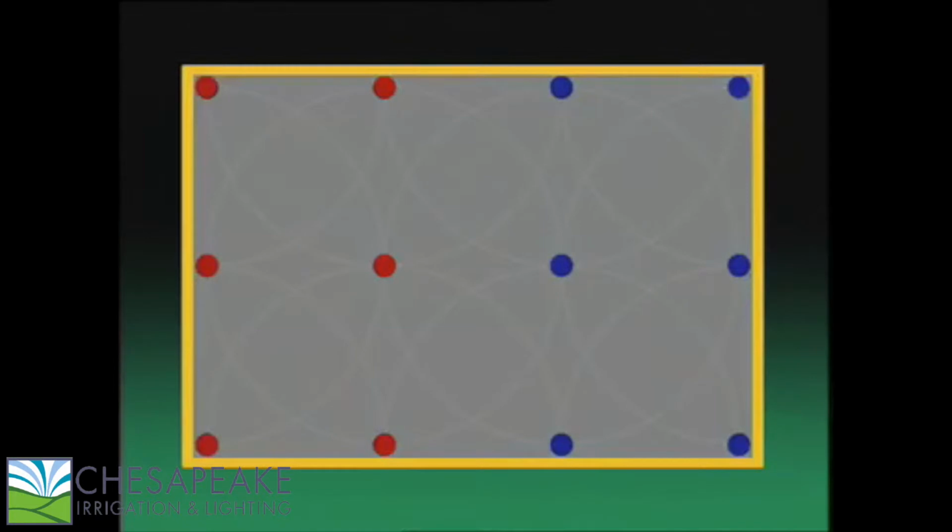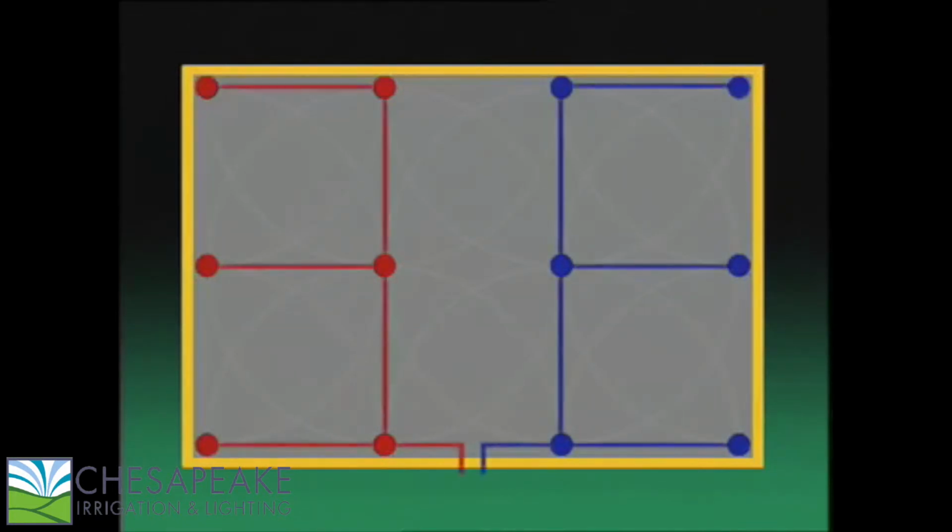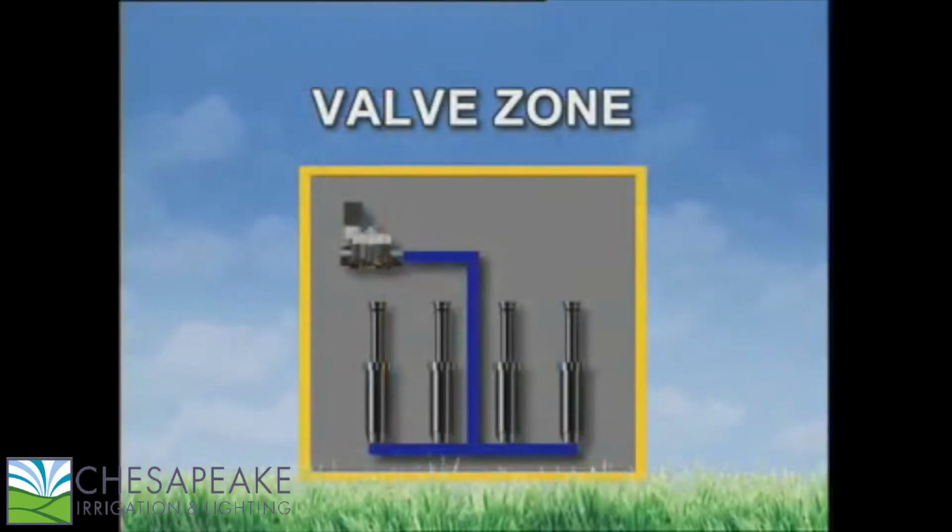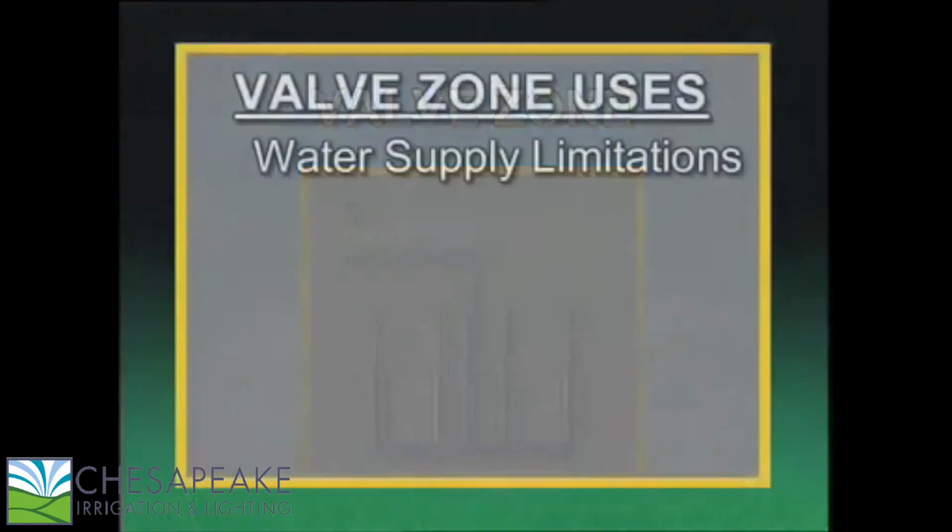In order to control these 2 groups of sprinklers independently, each must be connected to their own valve. This arrangement is known as a valve zone. In addition to this example, there are several other reasons for designating a specific area as a valve zone.